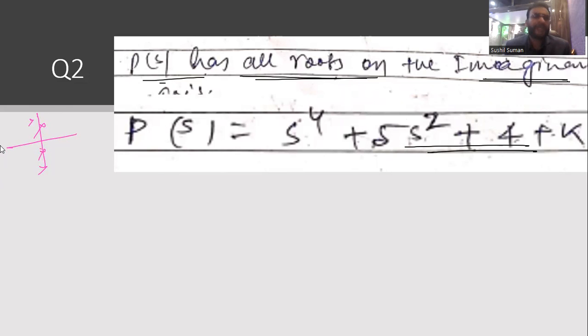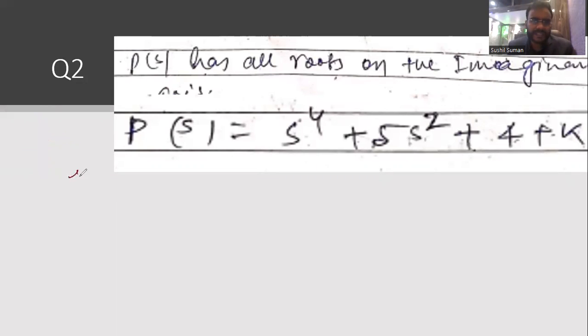That is the imaginary axis. Then what will be the conditions for K? What is the range of K? My dear students, just write s to the power 4, s to the power 3, s to the power 2, s to the power 1, s to the power 0. Now this becomes 1, this becomes 5, this becomes 4 plus K, and this is 0. Okay, this is 0.